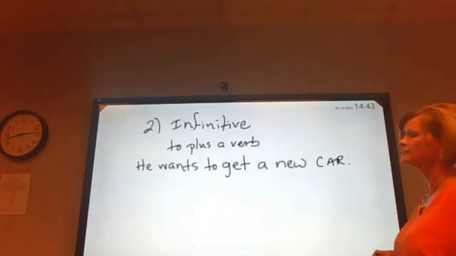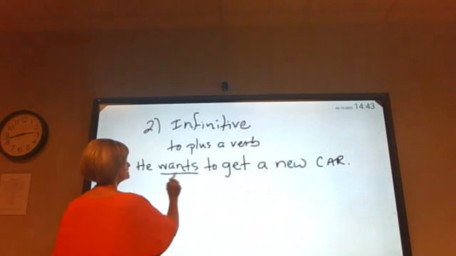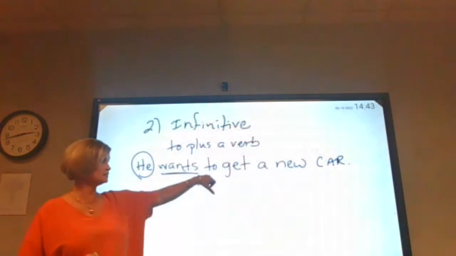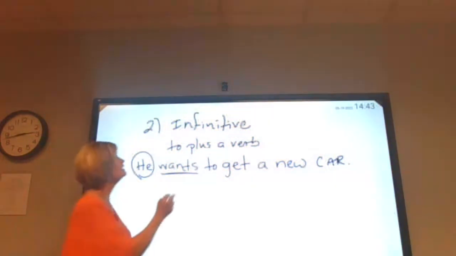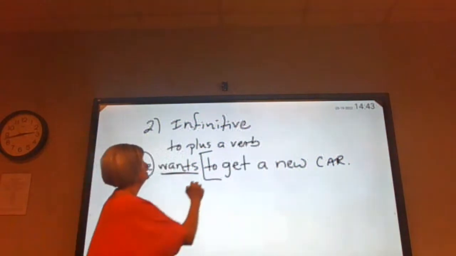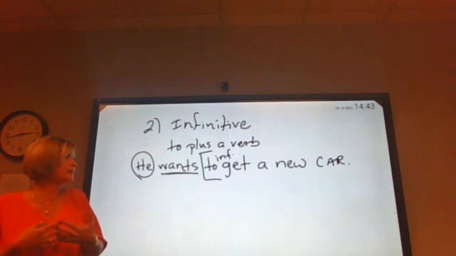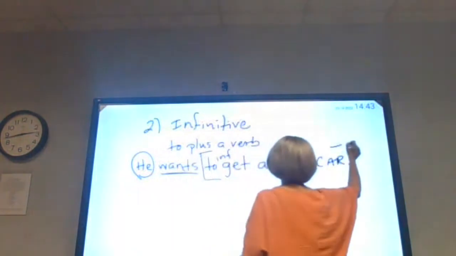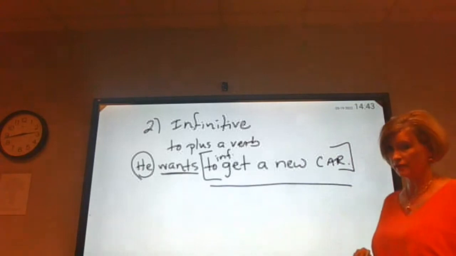Also a lie about Mr. Faulkner because he doesn't want to get a new car, but same thing. Wants is our verb. Who wants it? He does. And notice how we've got to plus a verb, because get is usually a verb. So to plus your verb is your actual infinitive. Put INF there because that's your infinitive. But the infinitive phrase, I like to tell my students, completes the thought. To get what? A new car. So this whole thing, to get a new car, is your infinitive phrase.